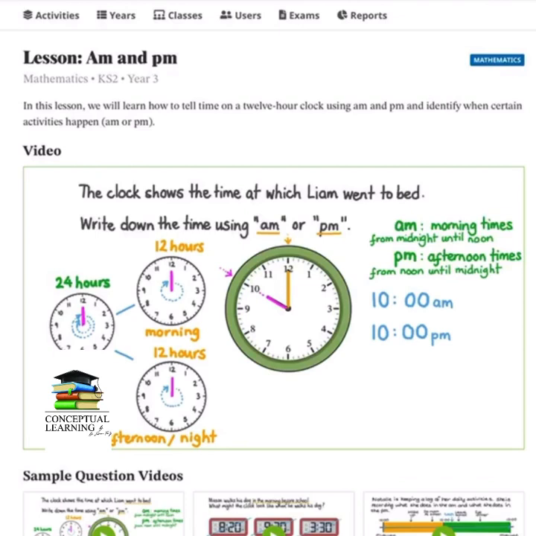Now there's one piece of information in the first sentence that's going to help us here. The clock shows the time at which Liam went to bed. Now unless he's been awake all night and he's gone to bed in the morning, which isn't very common, it's probably fair to think that Liam has gone to bed at 10 o'clock at night. We know that 10 o'clock AM would be 10 o'clock in the morning, and so we can say that the time that Liam went to bed is 10 o'clock PM.